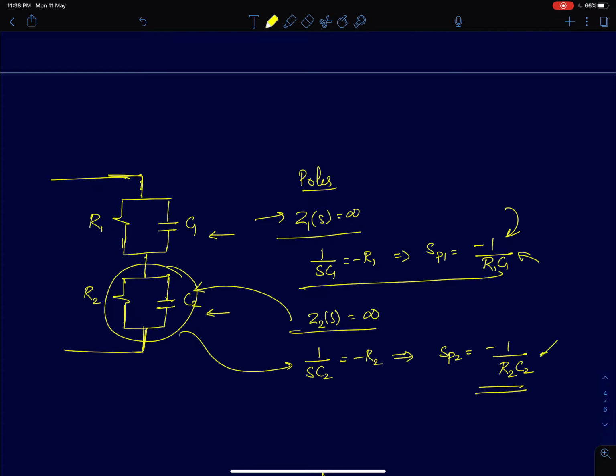I don't even have to apply the third condition. I've already gotten two poles, so I'll definitely not have a third pole, because at max you can get two poles only for two capacitors. And you can obviously see the conditions where both of them are blowing up are not the same, so the third condition doesn't even arise.